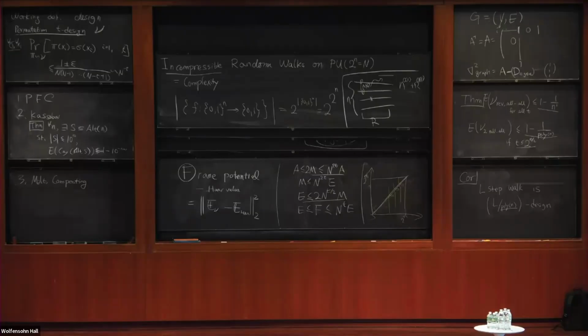Does additive error design imply complexity? Not that I know of. You would incur another factor of t. So if you're only given an additive error t-design in linear depth, then your lower bound will be a square root.